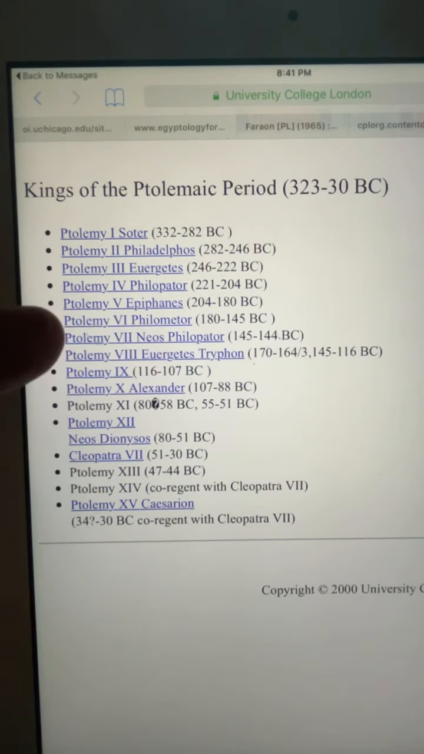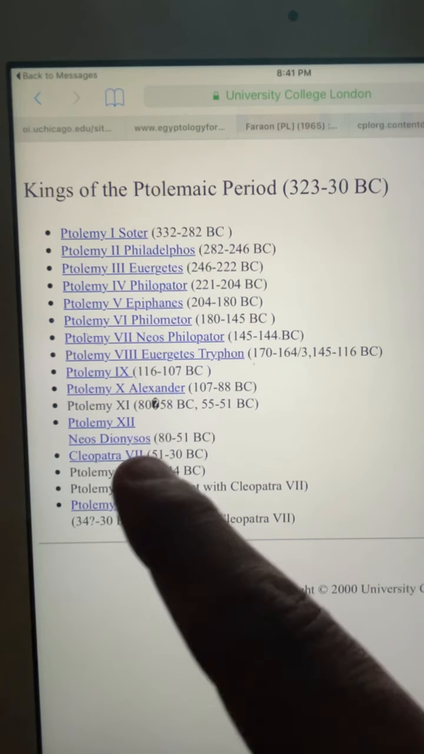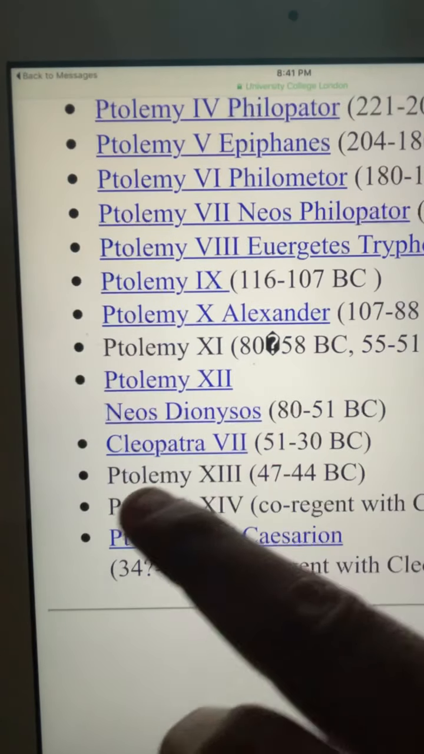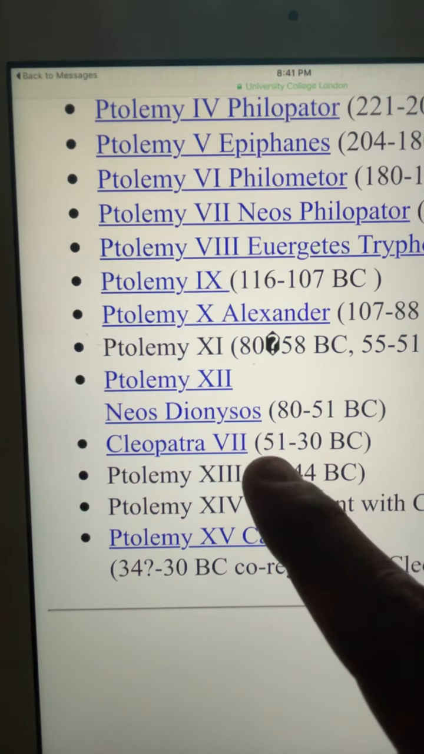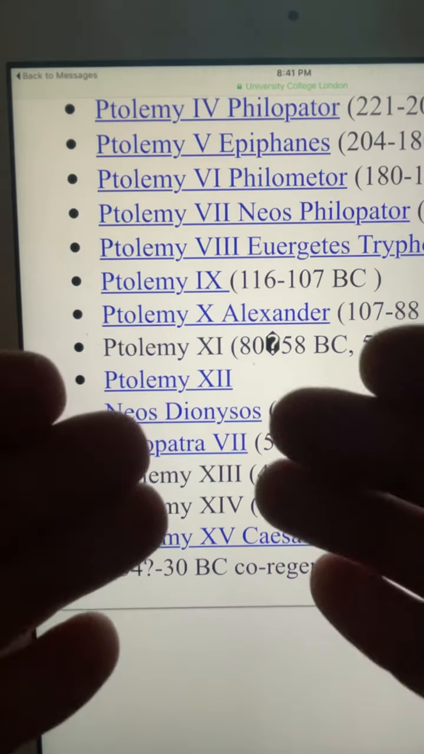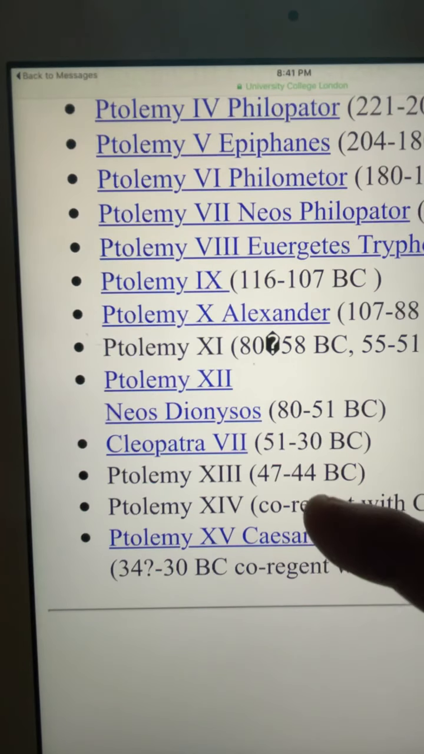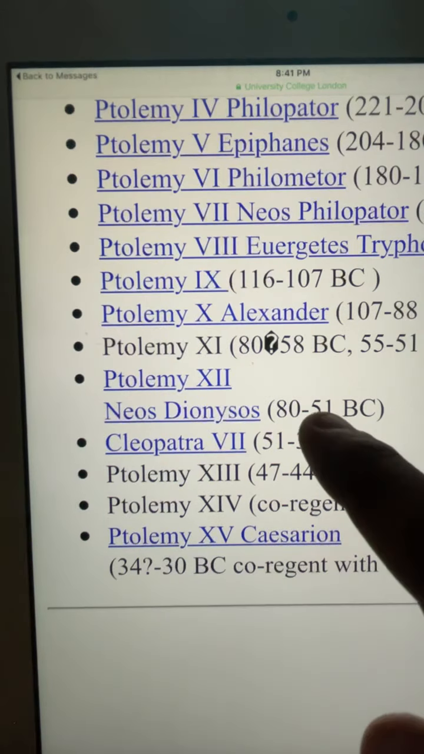So by this time, you can see the many different Ptolemies, and you can see, of course, the famous Cleopatra the Seventh, right over here. She is the famous last Cleopatra, last ruler of Egypt. You see 51 to 30 BC. She ruled about 21 years. But then she died. She basically tried to make a pact with Rome. Rome was on the rise. It was powerful now.